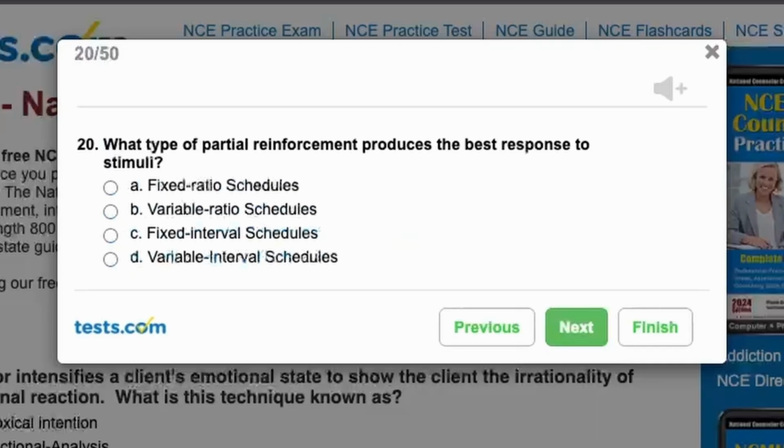What type of partial reinforcement produces the best response to stimuli? A. Fixed ratio schedules. B. Variable ratio schedules. C. Fixed interval schedules. Or D. Variable interval schedules.